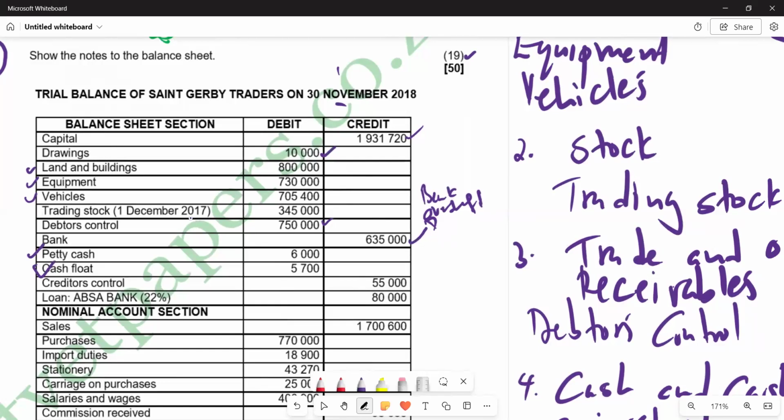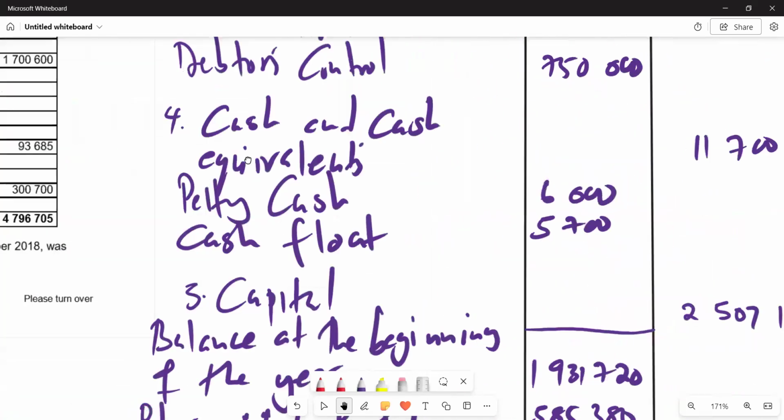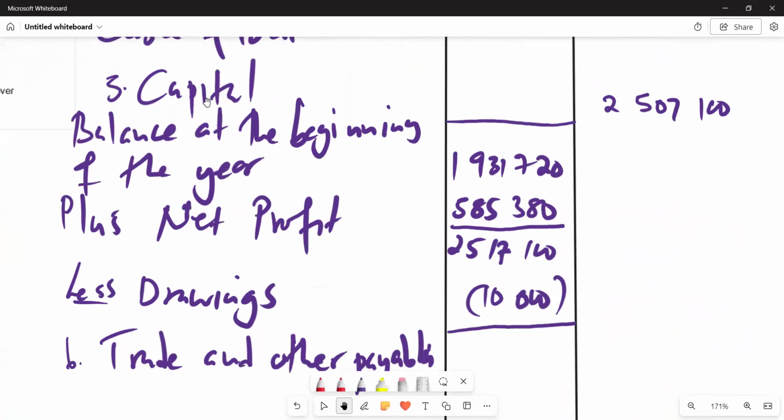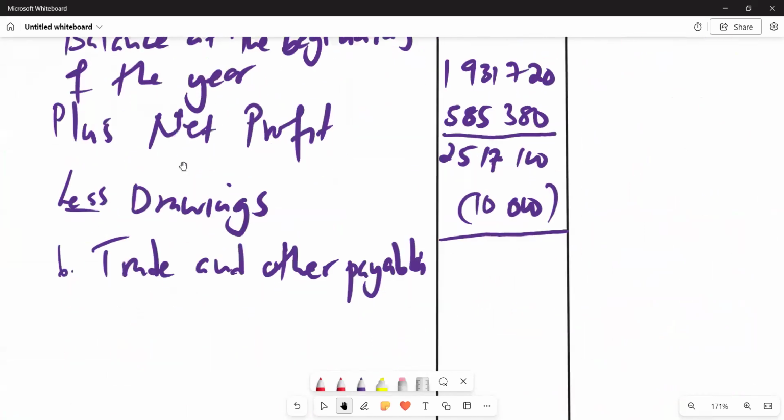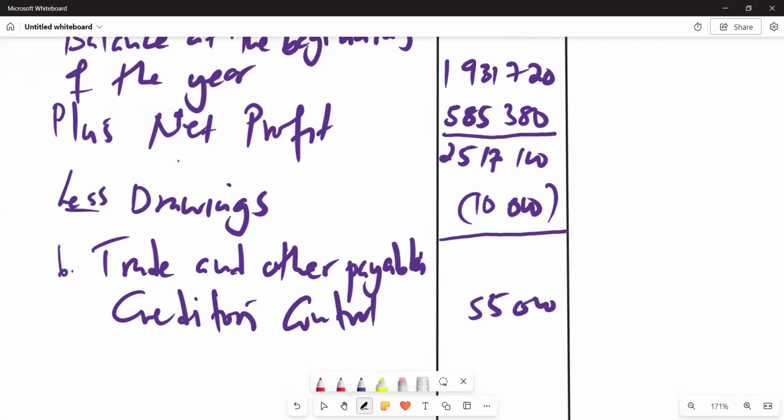So we're just going to pick our creditors control, which is here, 55,000. So let's just go and put those as our trade and other payables. So we're saying creditors control, and the figure that we have for creditors control is 55,000. See that this is the same figure that is going to come here because we do not have other payables, we only have one item, which is our creditors control. So we have 55,000, which is going to come here. So this is what we have.